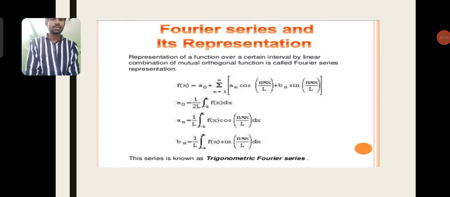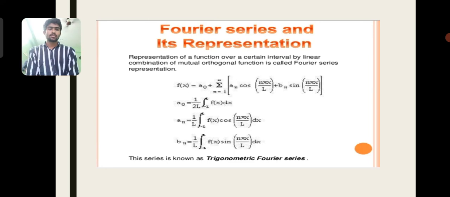Fourier series and its representation. Representation of a function over a certain interval by a linear combination of mutually orthogonal functions is called the Fourier series representation, where f(x) equals a0 plus the sum from n equals 1 to infinity of (an cos(n pi x / L) plus bn sin(n pi x / L)), where a0, an and bn are written individually. a0 equals 1 by 2L times the integral from minus L to plus L of f(x) dx, an equals 1 by L times the integral from minus L to plus L of f(x) cos(n pi x / L) dx, and bn equals 1 by L times the integral from minus L to plus L of f(x) sin(n pi x / L) dx. This series is known as the trigonometric Fourier series.